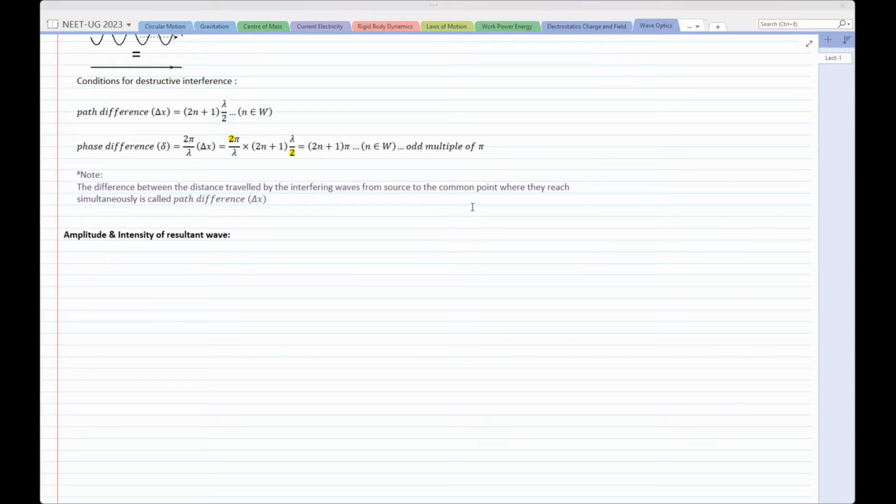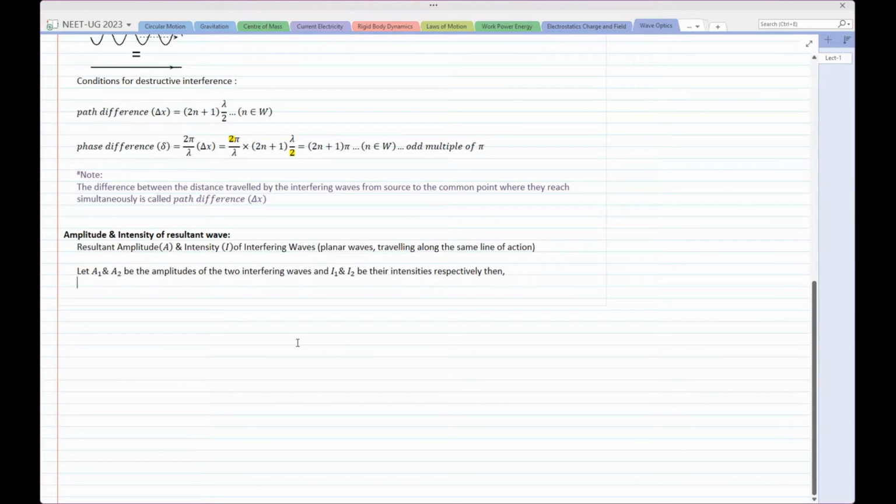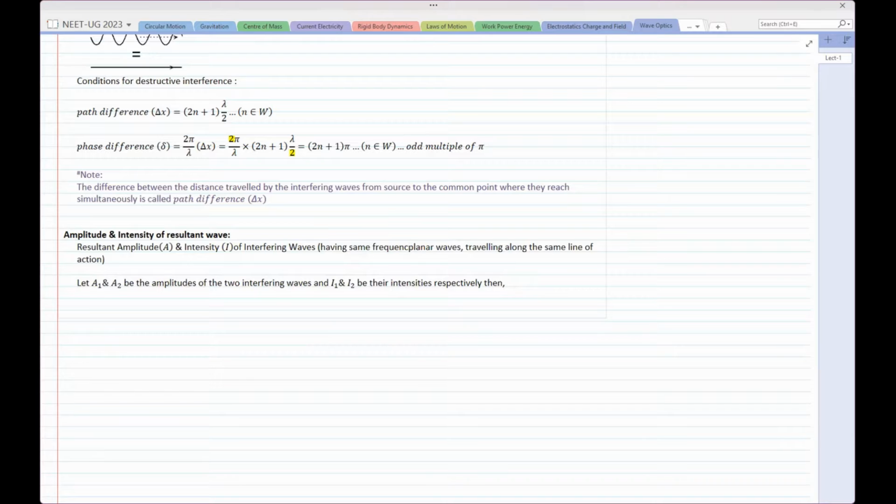So if you add those things and if we come to this result, then resultant amplitude A and intensity I of interfering waves हम calculate करना चाहते हैं. So let A1 and A2 be the amplitudes of two interfering waves and I1 and I2 be their intensities respectively. Then of course यहाँ पे वो ध्यान रखना, these are planar waves traveling along the same line of action. We are also assuming that they have आपको याद होगा सेम फ्रीक्वेंसी भी होता है. So that is what we assume.